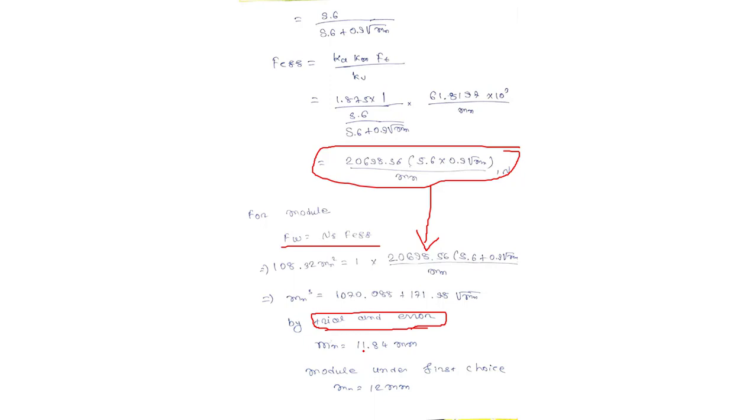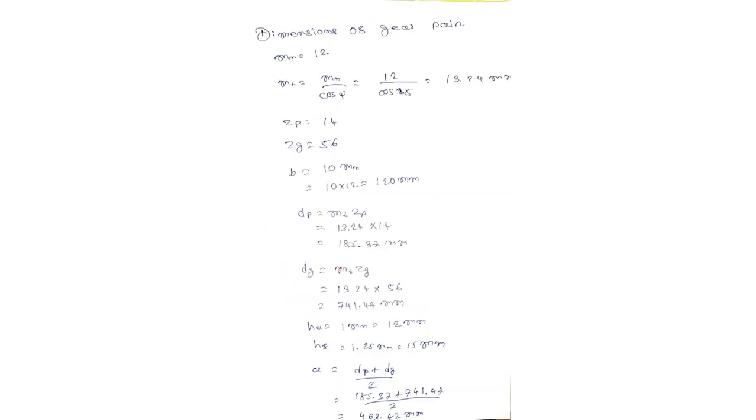By using the table from the standard data book, the first choice for the module is 12. Now from the derived value of module, we can derive a few terms used for the helical gear. We already know mn is equal to 12. From that we can derive mt. mt is equal to mn upon cos psi, so we get mt is equal to 13.24.